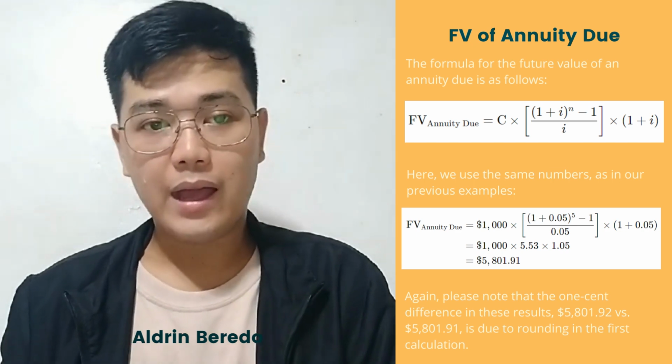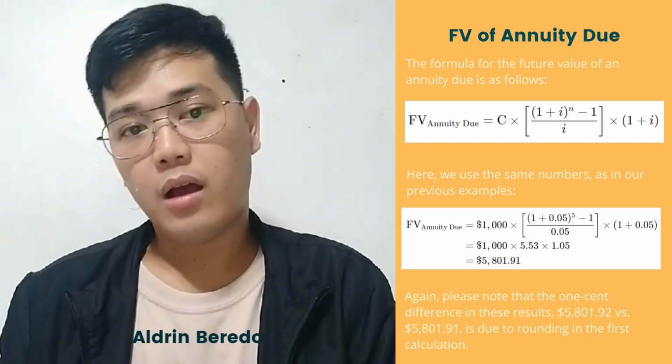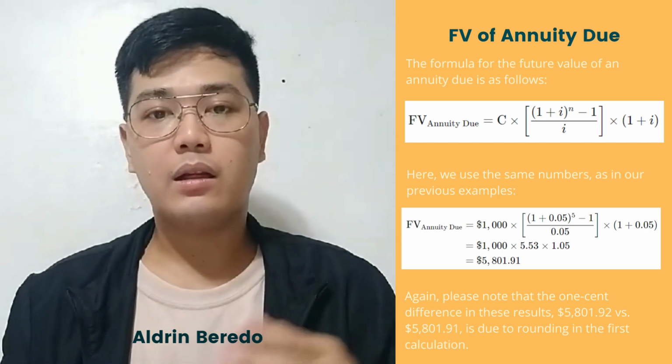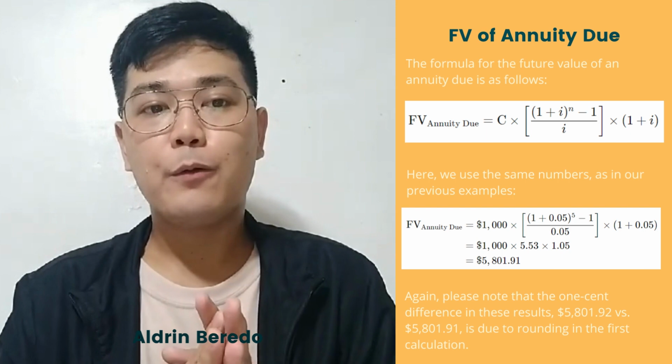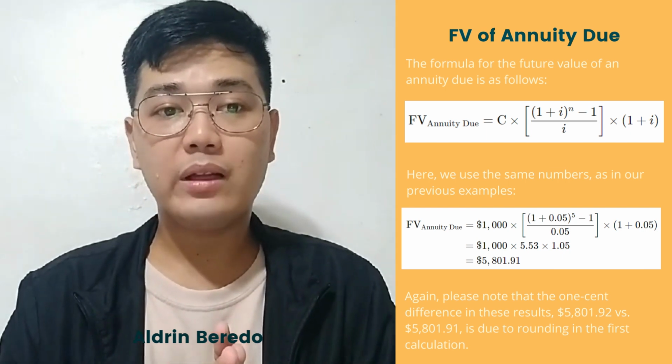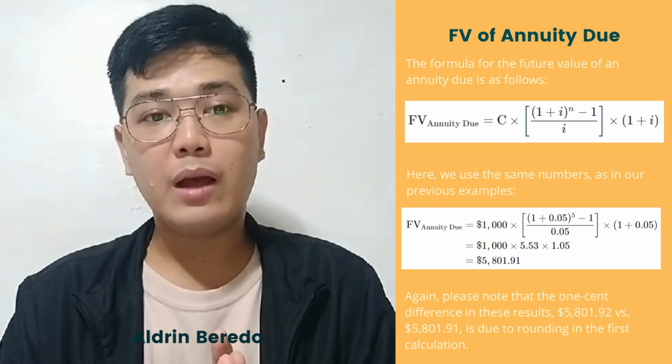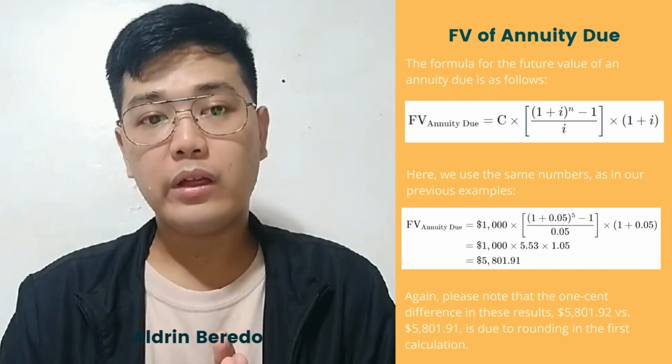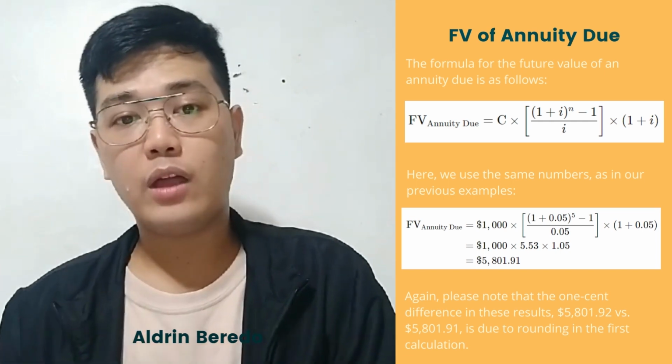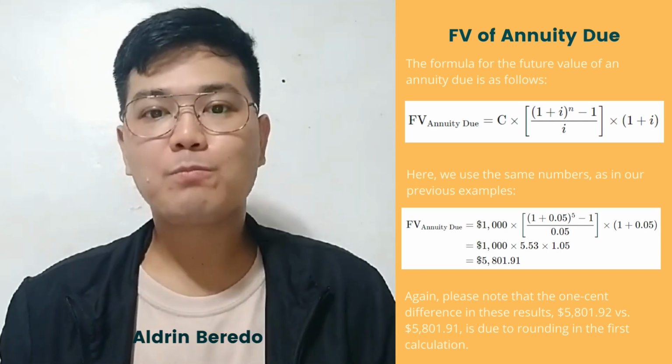$5,801.91. Again, please note that the 1 cent difference in these results of $5,801.92 versus $5,801.91 is due to the rounding of the first calculation.